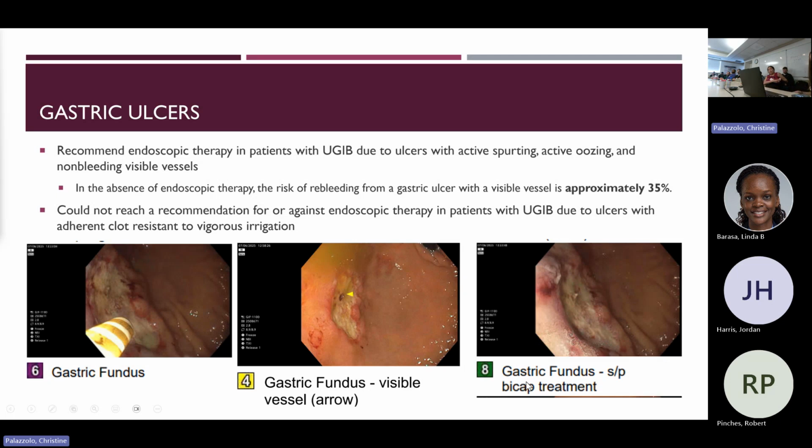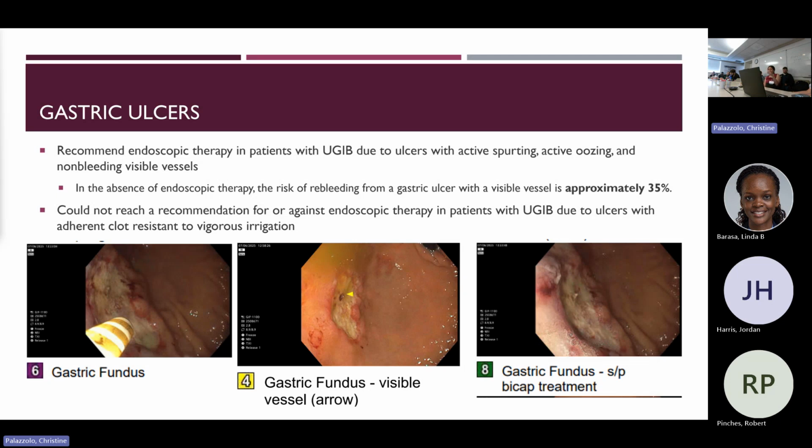So in the absence of any therapy, a visible vessel rebleeding risk from an ulcer is about 35%. So not insignificant. That's why they say treat it. Our guidelines actually can't make a recommendation for or against treating adherent blood clots.